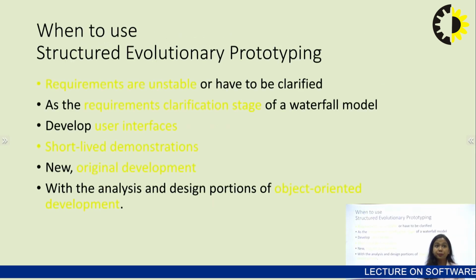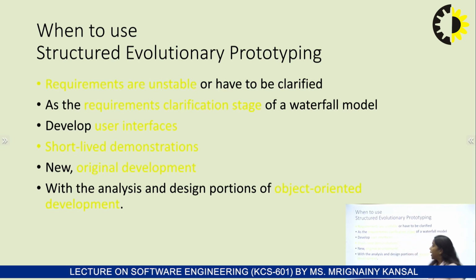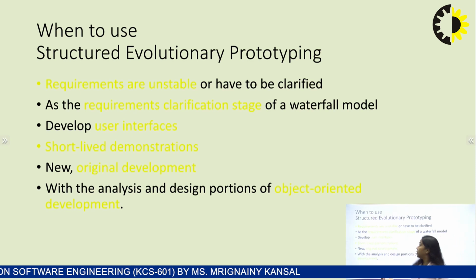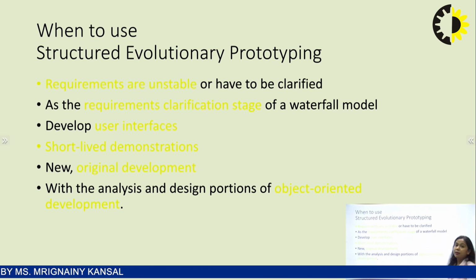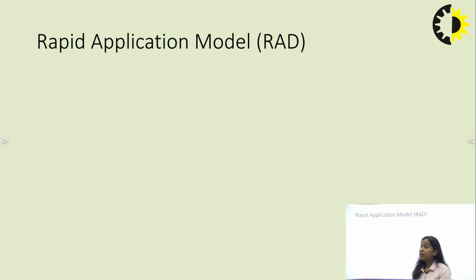When to use this? When the requirements are unstable and the customer does not completely know what they actually want. That's why, with the help of the prototype, we try to make it visible and ask them what they actually wanted. As the requirement clarification stage of the waterfall model, develop the user interface, short-lived demonstration, new original development, and also object-oriented development, we can easily use the prototype model for developing the software. Now, next one is the rapid application model.